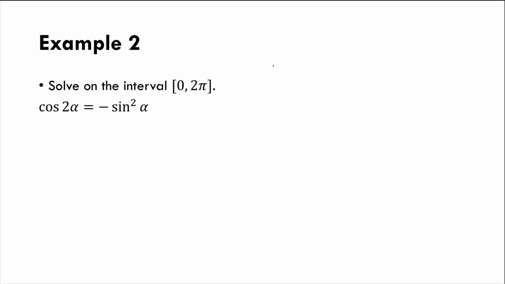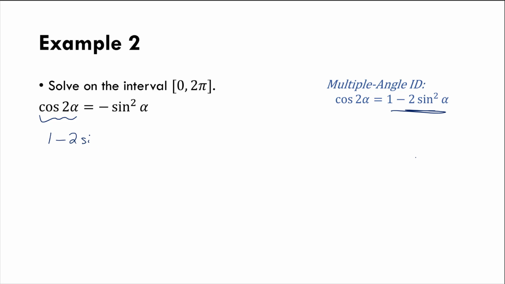All right, taking a look at our second example, we're asked to solve cosine 2 alpha is equal to negative sine squared alpha on the interval 0 to 2 pi. So what we're going to do here, we're going to use our multiple angle identity that says that cosine of 2 alpha is equal to 1 minus 2 sine squared alpha. Okay, so I'll take this whole expression right here, and I'm going to substitute it for my 1 minus 2 sine squared alpha. 1 minus 2 sine squared alpha equal to negative sine squared alpha.